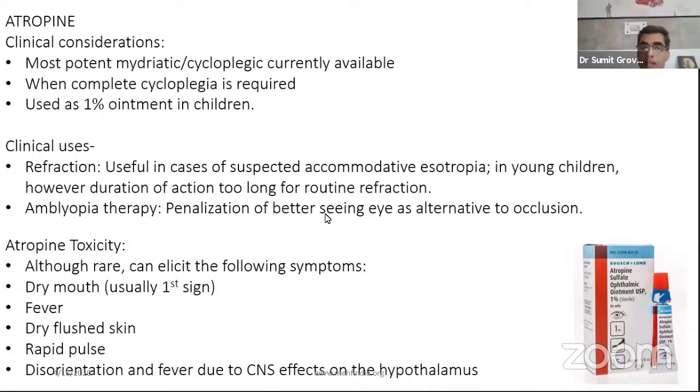Atropine toxicity, although rare, can elicit the following symptoms: dry mouth, usually the first sign, fever, dry flushed skin, rapid pulse, disorientation, and in fact CNS effects. Though rare, it is not unknown. In the literature, we find there are 3 episodes of death due to systemic absorption of atropine drops. But they also say that those children who unfortunately died had some underlying systemic condition. But we have to be very, very cautious if we use atropine.